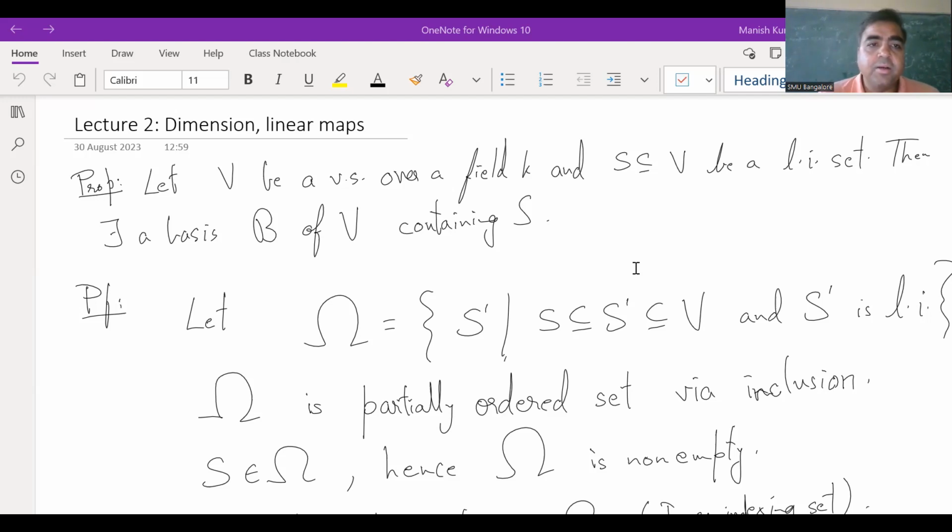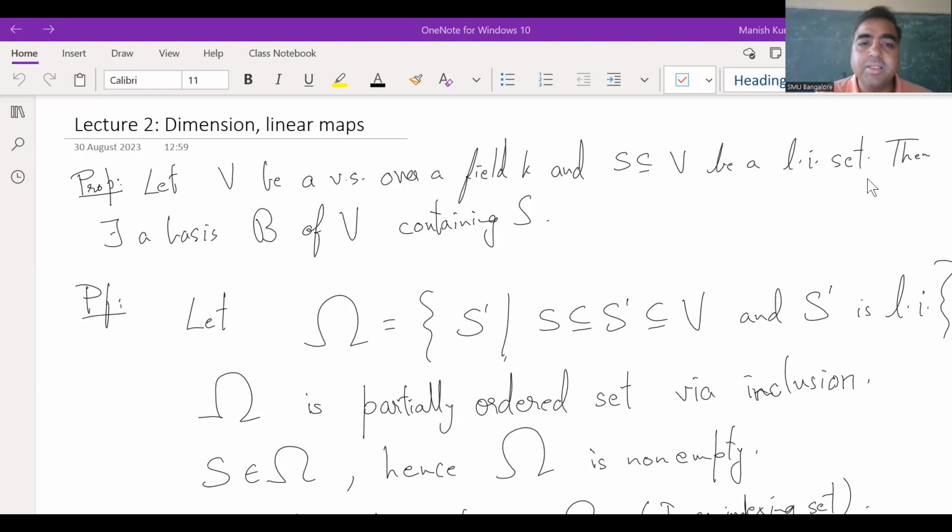Yeah. So let V be a vector space over a field K, and S be some subset of V which is a linearly independent set. Then there exists a basis B of V containing S. So that is the statement, which is the same as saying that given any linearly independent set, you can extend it to a basis. S could be empty as well, since the empty set is linearly independent.